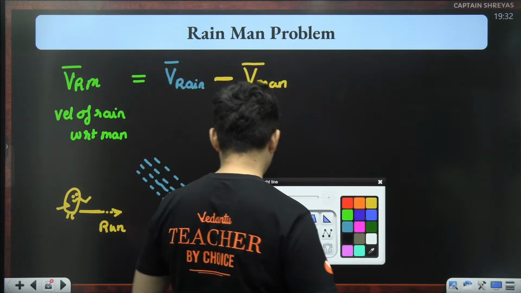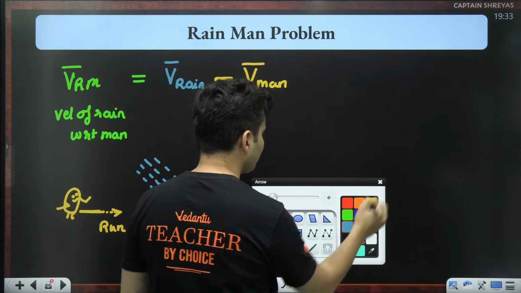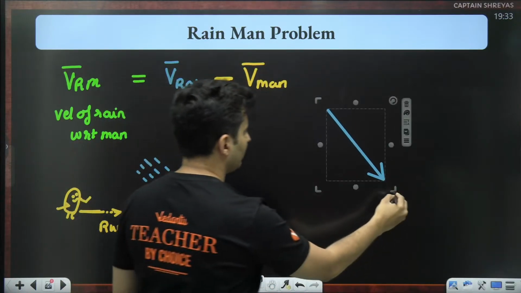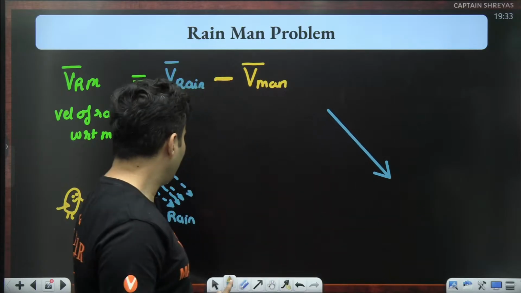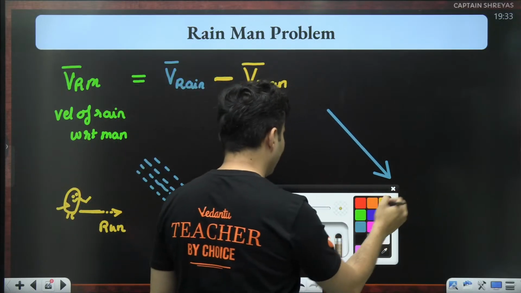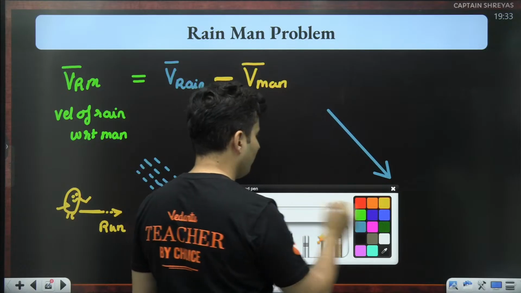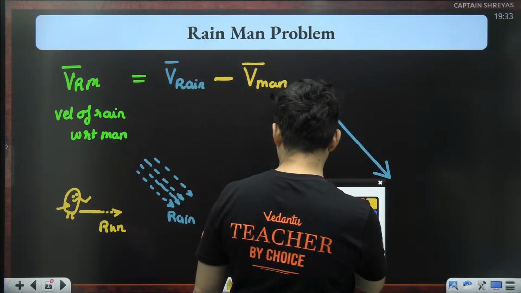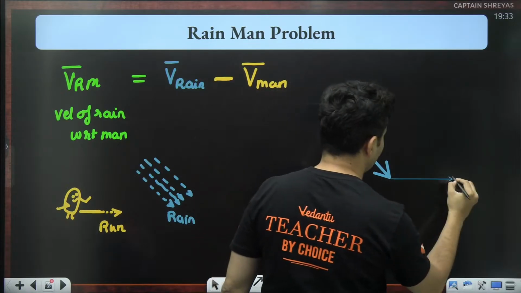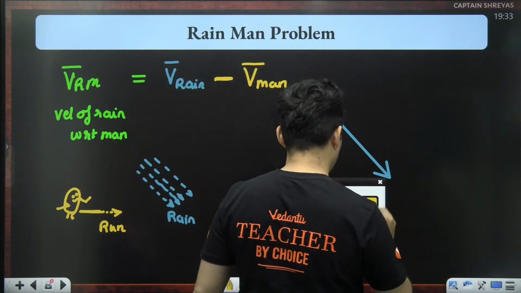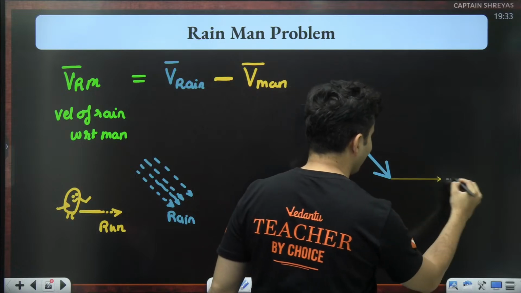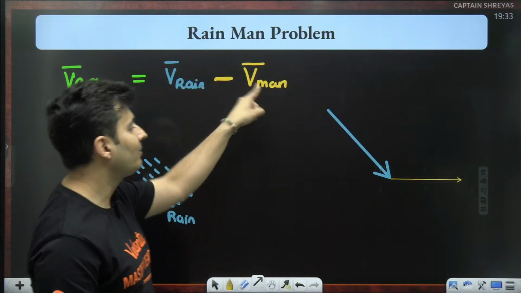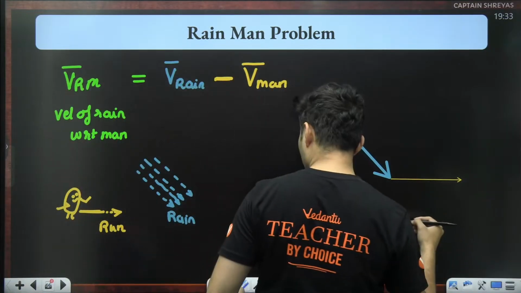So just use vector knowledge, guys. That's it. Velocity of the rain is like this. Okay, for example, velocity of the man is in the forward direction. Velocity of the man is in this direction. But don't use VM minus VR. So do not use that.